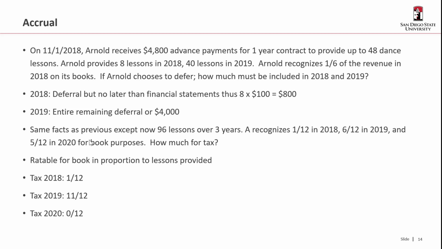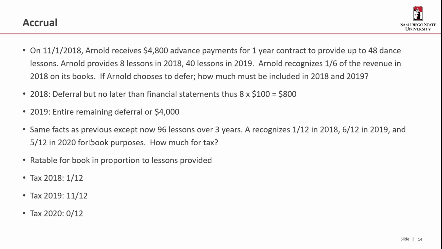If Arnold chooses to defer under the advance payment deferral election, how much would he have to include in 2018 and 19? Well, in 2018, he clearly is able to defer, except he has to recognize whatever he would recognize on his financial statements. Since he recognizes 1/6 of that revenue in his financial statements, he needs to recognize $800. In 2019, it almost doesn't matter what he does on his books because he is required for tax purposes to recognize the entire remaining deferral, or the remaining $4,000.